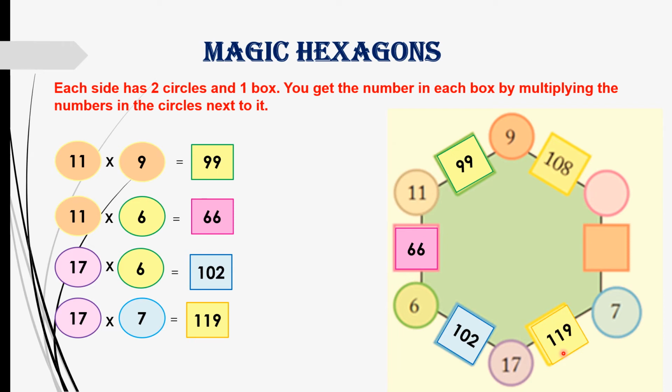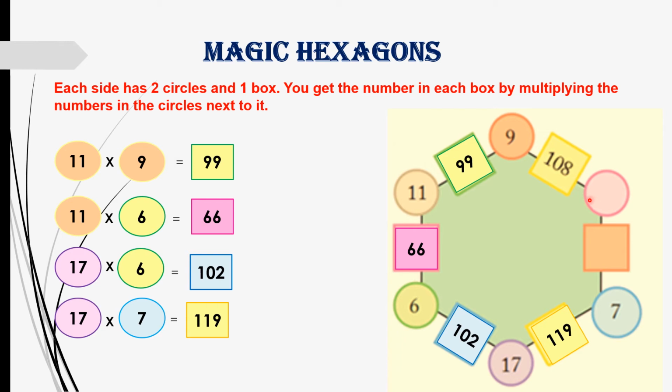Then as you can see, in the top right hand side of the hexagon, 9 in the circle is given to me and 108 in the box is given to me. Another number which should be in a circle is not given to me. So I need to find out that number.